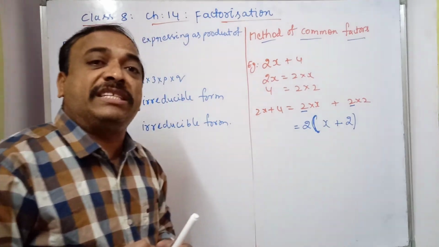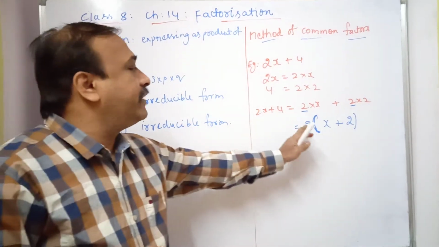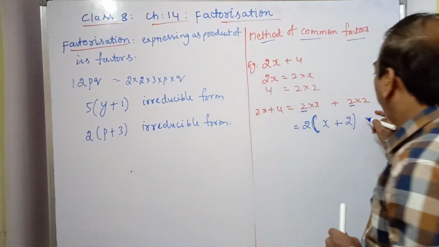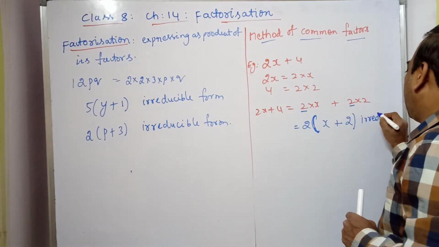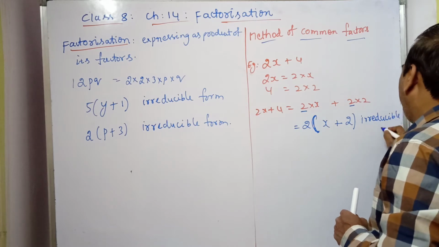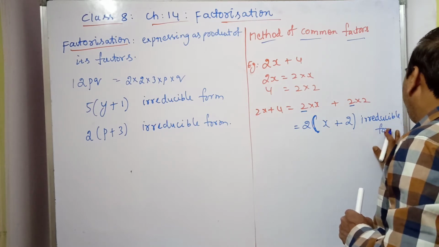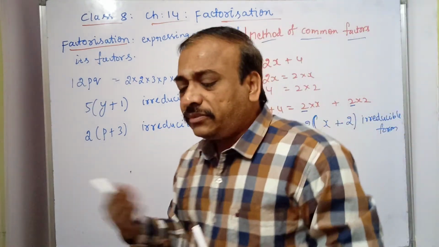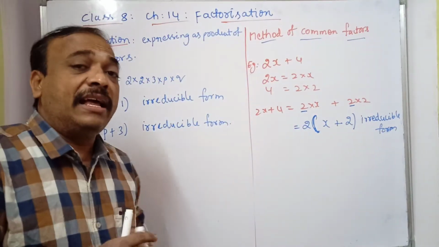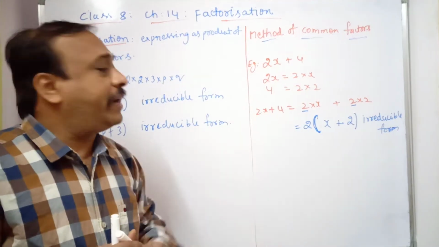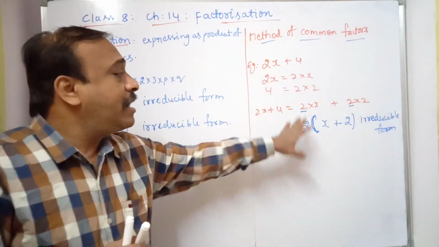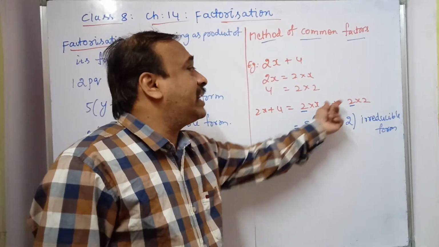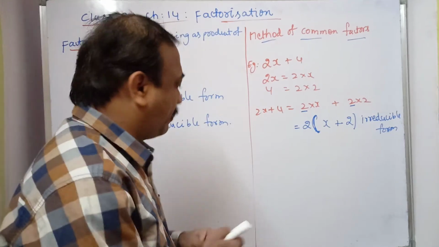Further we cannot express it as a product of its factors. We wrote already 2 into x plus 2, so it is irreducible form. Further and further, till we are unable to write the factors, until then we have to find out the factors. So factorization, common factors. What is the common factor here? 2 is a common factor for both 2x as well as 4. Next, one more example you see.